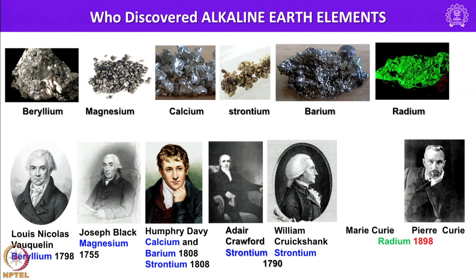Let me tell you a little bit about alkaline earth metals and who discovered them. And as I mentioned, all alkaline earth metals are silvery white in color. So, you can see here beryllium I have shown, magnesium turnings I have shown, calcium, strontium, with a little gold color, freshly sublimed one, and barium and radium, which is radioactive.